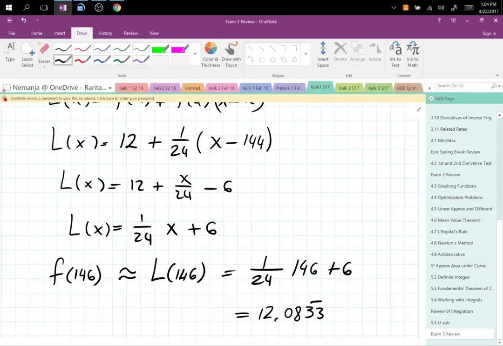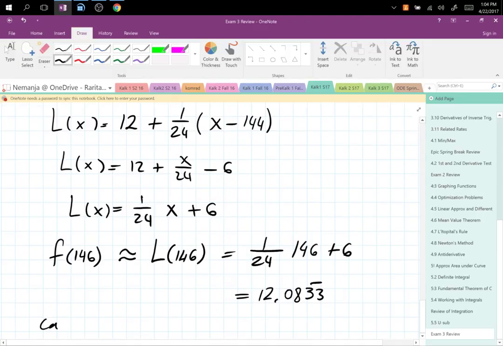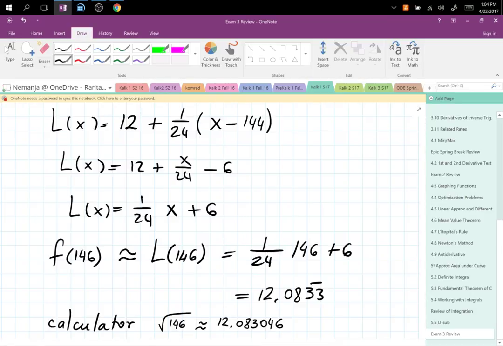Now if you are to take the square root of 146, so calculator, square root of 146 is 12.083046, and if you look at our number, 12.08333, it gets to be 3/10,000ths off. That's how good this method is.